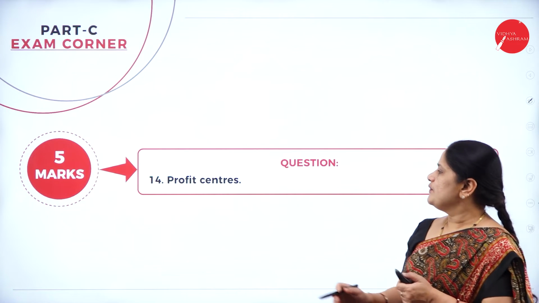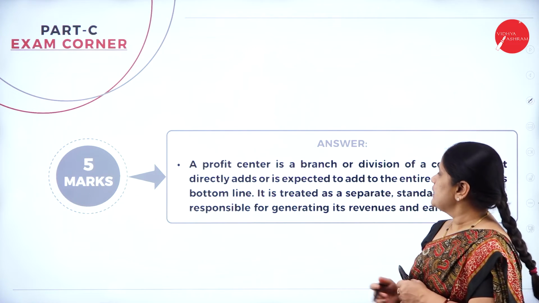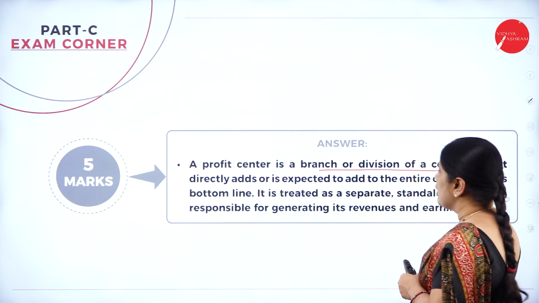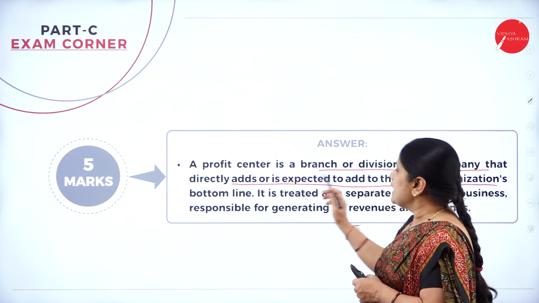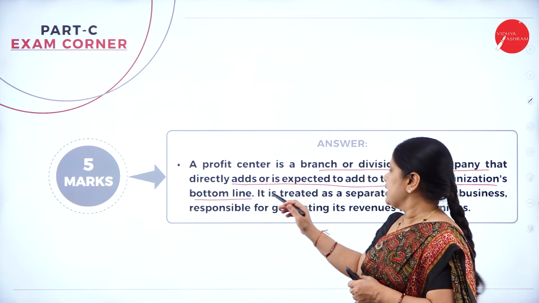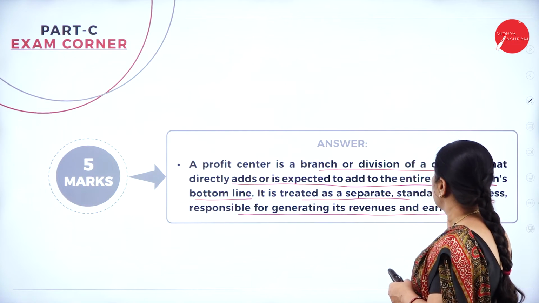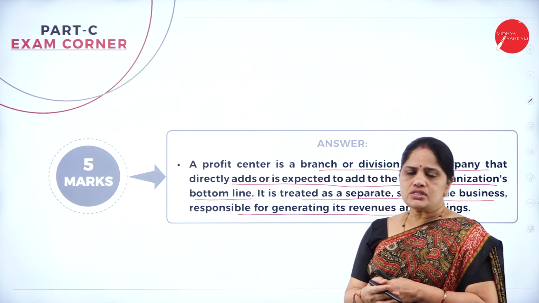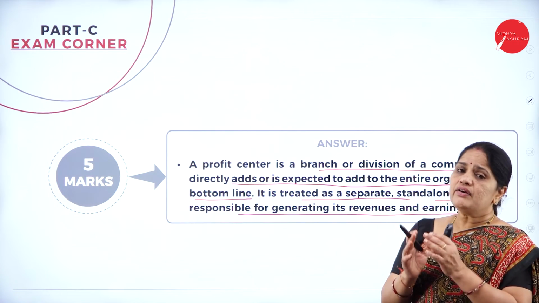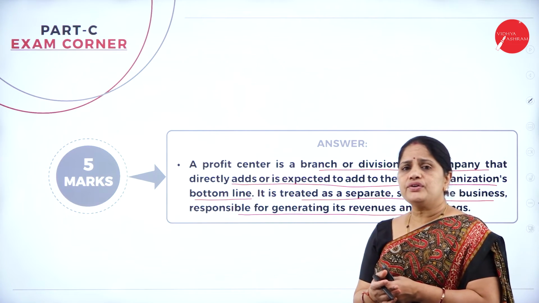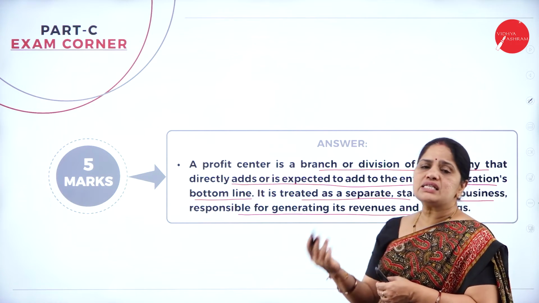Then, next one, we have the profit centers. Now, what do we mean by a profit center? It is a branch or a division of a company that directly adds or is expected to add to the entire organization's bottom line. So, it is treated as a separate standalone business responsible for generating its revenues and earnings. So, what is a profit center? It is a branch or a division of a company which is generating a lot of revenue for the company. So, it is expected to add to the entire organization's bottom line.